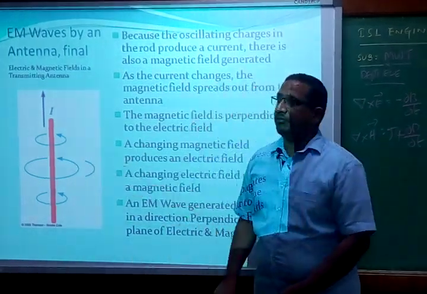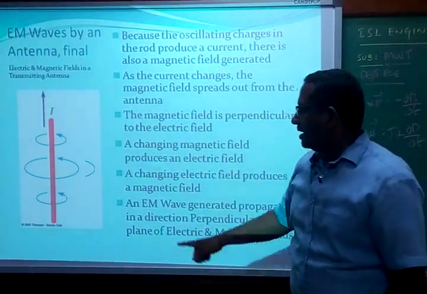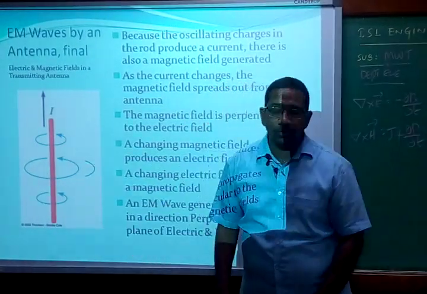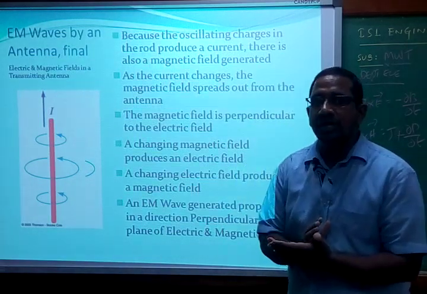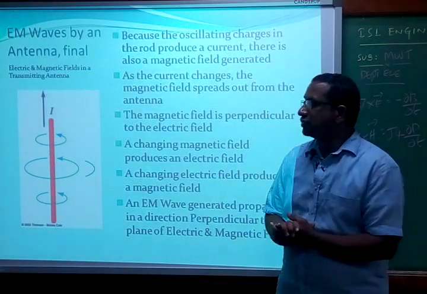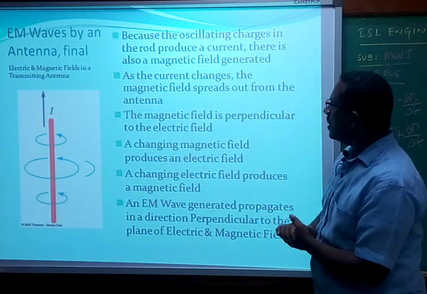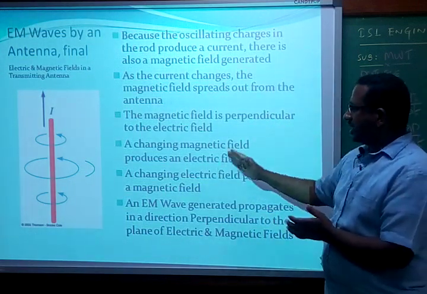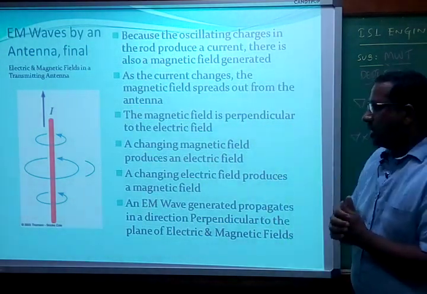The purple line arrow is nothing but the current, and these blue circles are going to be known as the magnetic field. The magnetic field which is induced is always going to be perpendicular to the electric field which is already there in the transmitting antenna. So the magnetic field is always perpendicular to the electric field, and a changing magnetic field is going to produce an electric field, and a changing electric field is going to produce a magnetic field.